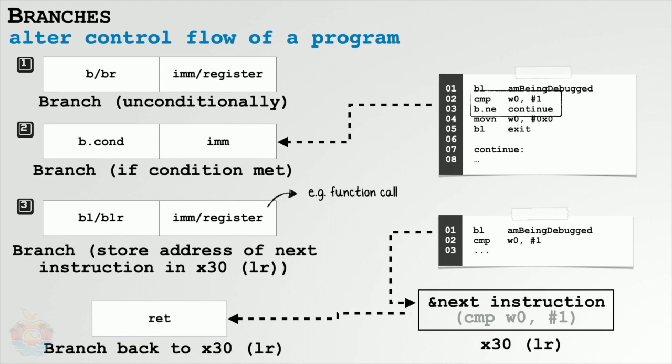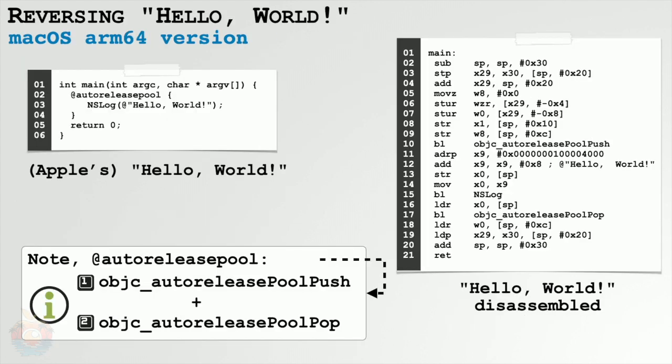Finally, we have the BL or BLR, which is the branch and link or branch and link register instruction. What this first does is store the address of the next instruction in the X30 register, which recall is the link register. Then it will branch. Then when a return instruction is encountered, this will read the value out of the X30 register and jump back to that. So this is how ARM64 performs function or method calls.